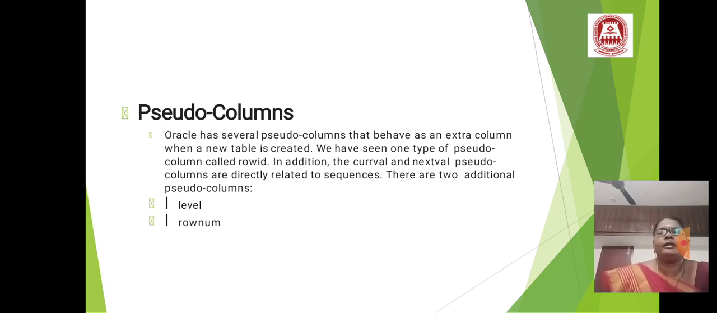Actually we pronounce them current value and next value, but the syntax will be CURRVAL and NEXTVAL. So these are the pseudo columns already available. Two more pseudo columns are available, that is level and row number.